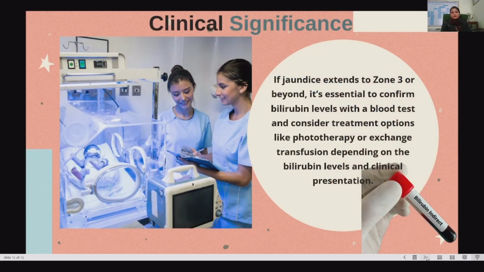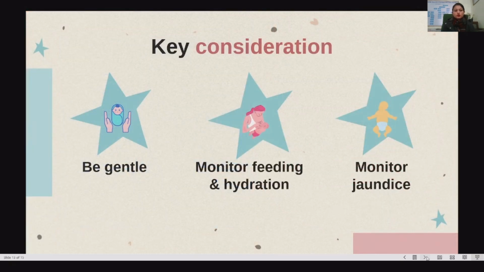Now what is its clinical significance? We all know that the modified Kramer scale is a very quick and non-invasive tool. It provides an estimate but not an exact bilirubin level. So if the jaundice extends to zone 3 or beyond, it's essential to confirm the bilirubin level with a blood test or bilirubinometry to identify the exact bilirubin level and consider treatment options like phototherapy or exchange transfusion depending upon the bilirubin level and clinical presentation.